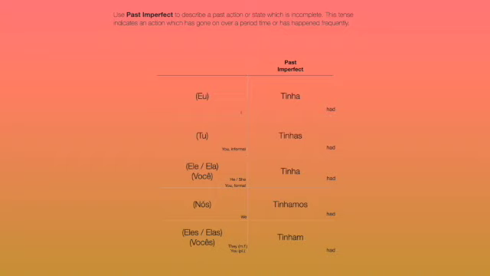Then we move on to the plural forms of the verb with nós tínhamos, and that's we had. And then we'll move on to eles, elas tinham, and then vocês tinham. So there you have the they, masculine or mixed group for eles, and then we have the elas, the they but female group, and then the you plural, y'all, vocês.